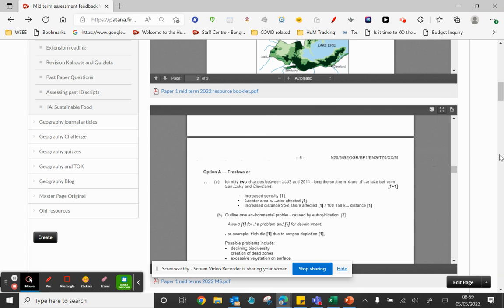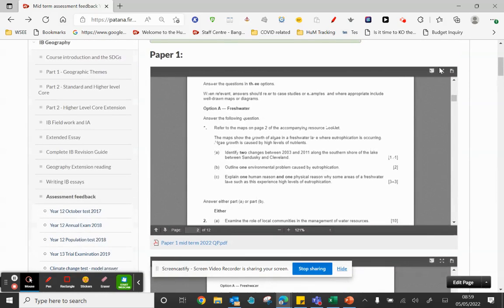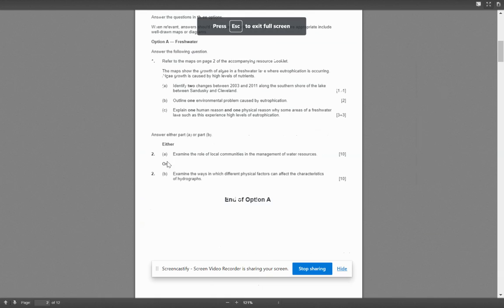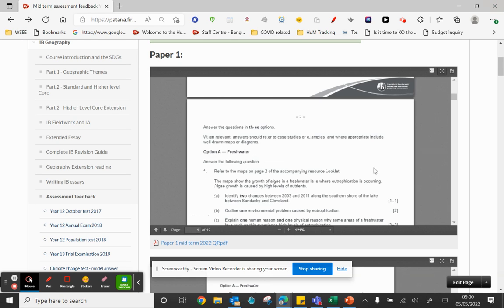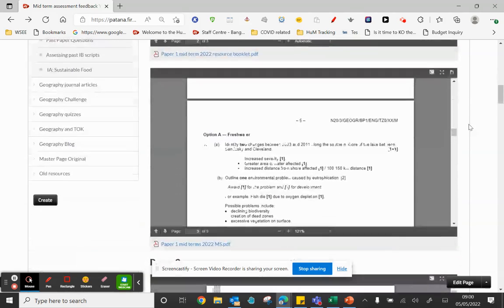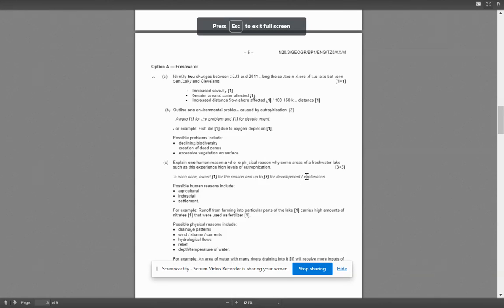Okay, let's go on to the structured question here. And there we go. Like we had with the food and health, you've got another 3x3. Explain one human and one physical reason why some areas of a freshwater lake, such as this, experience high levels of eutrophication. So one human and one physical. Now, you answered the human one pretty well, and a lot of you referred to agricultural activities. As I said before, you want a 3-mark paragraph and then a separate 3-mark paragraph underneath. So what can we have?